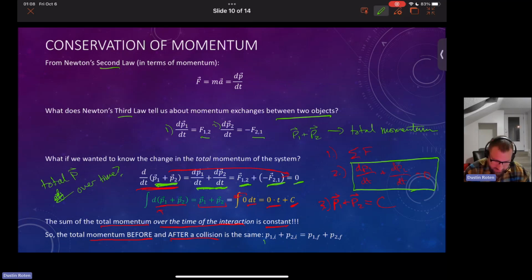So you can look down here at this very last line. Here's my total momentum at the beginning. Momentum of object 1 plus momentum of object 2. Because the derivative, the change of momentum, is 0 in an isolated system, whatever that total is I start with, I have to end with that same amount. So here's the big takeaway.